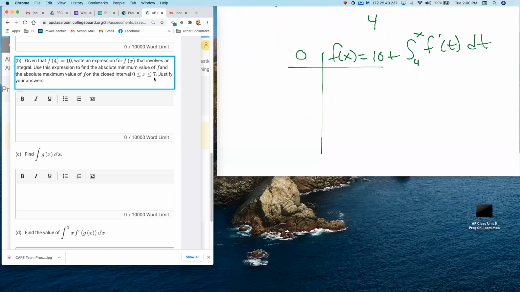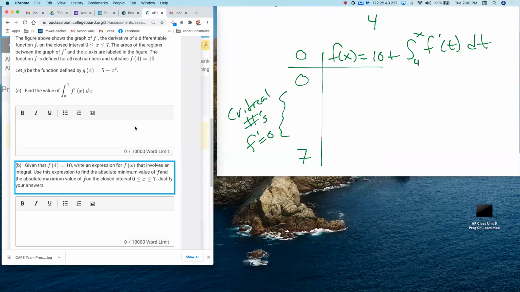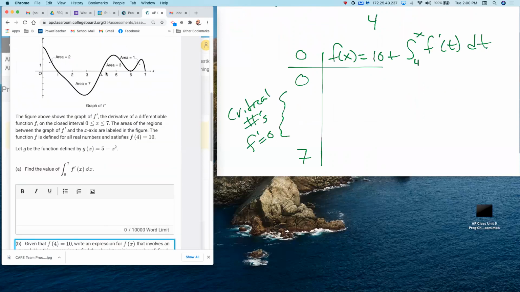And you know that you're starting at 0 and you're going to 7. Now in here, you need critical numbers. That's when f prime equals 0. If you go back up here, that happens at 1 and 4, and you could even put 6 down there, and you wouldn't have been penalized. Now, if you put 0, 1, 2, 3, 4, 5, 6, 7, you would be penalized. If you just pick every integer randomly, without consideration for anything, that would be your own issue.